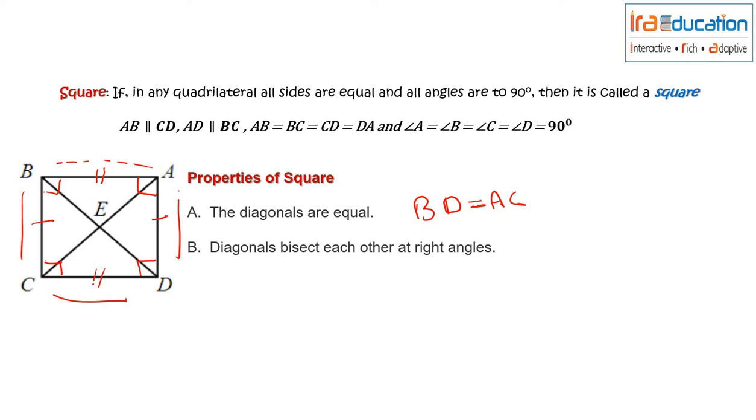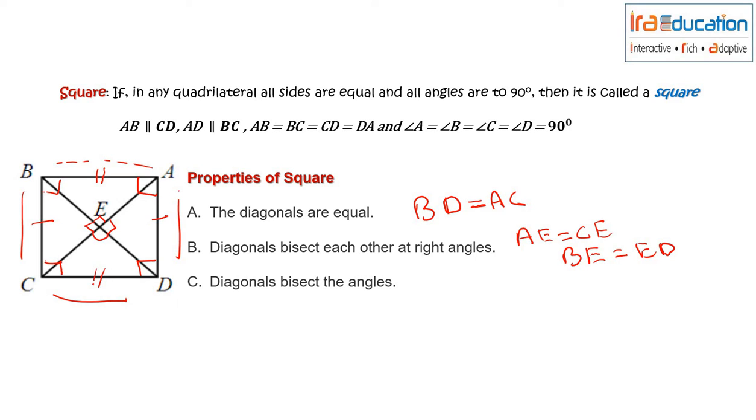The diagonals bisect each other at right angles. When I say diagonals are bisecting each other, it implies the length of AE will be equal to the length of EC. Similarly, the length of BE is equal to the length of ED, which tells us that diagonals bisect each other, and the angles involved, this angle, are all equal to 90 degrees each.